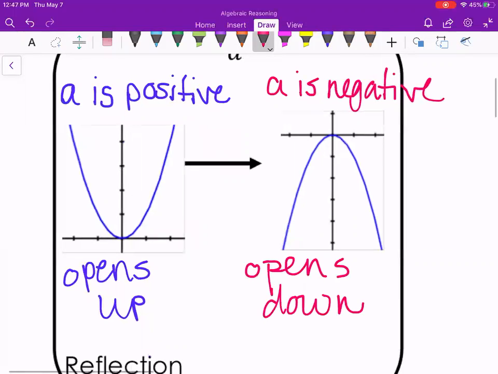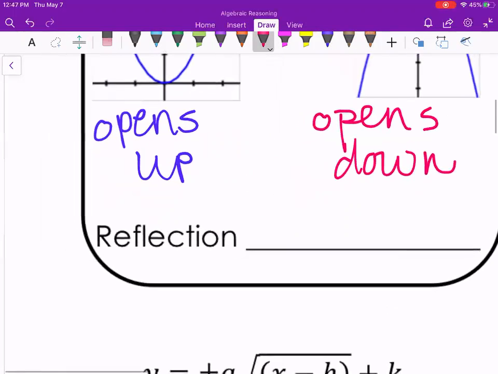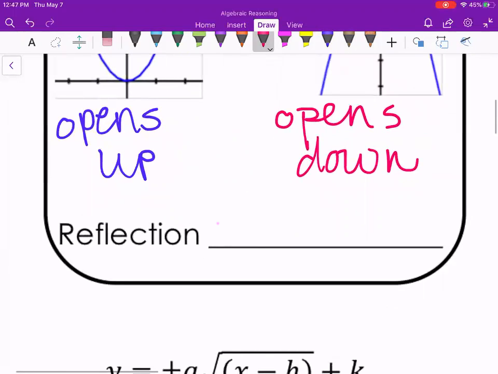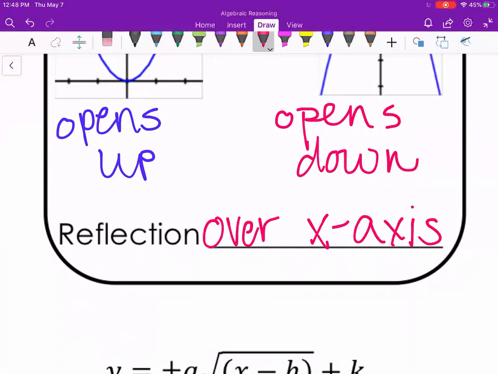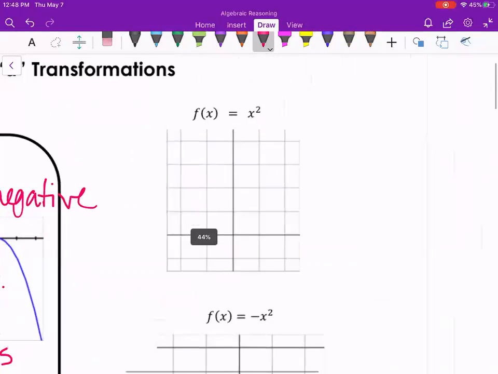Now, when it actually does open down, when the A number is in fact negative, we call that a reflection over the x-axis. Because in fact, all it did was flip over the x. It didn't flip over the y, it flipped over the x. What went up is now pointing down. So let's see what happens when we actually throw in a real example here that we're gonna graph.